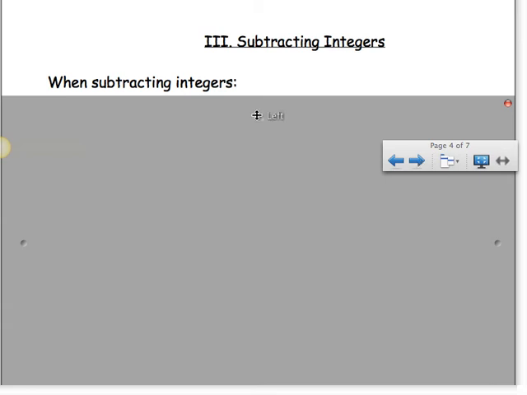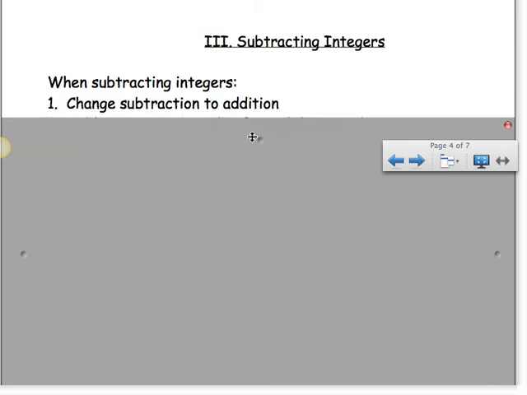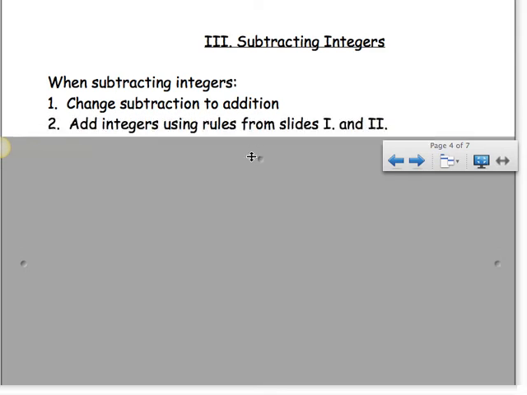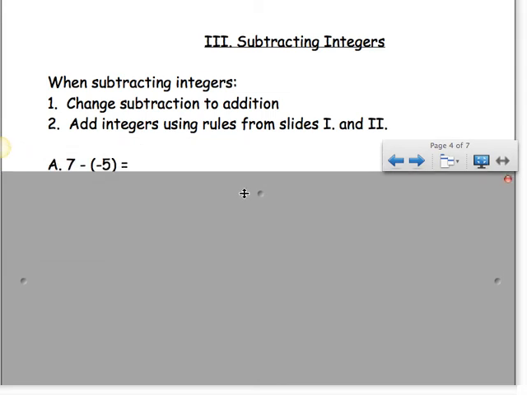So the steps to add or subtract integers are, first, change a subtraction to addition, so we will kill subtraction. Second, add integers using rules from slides 1 and 2.